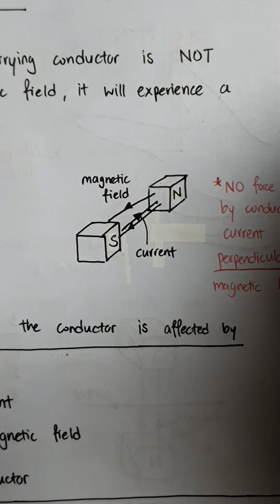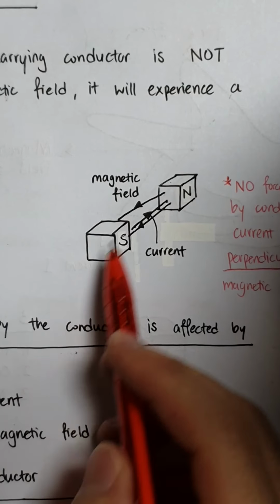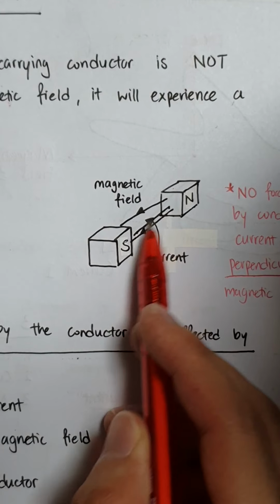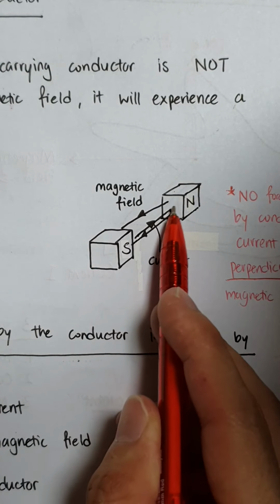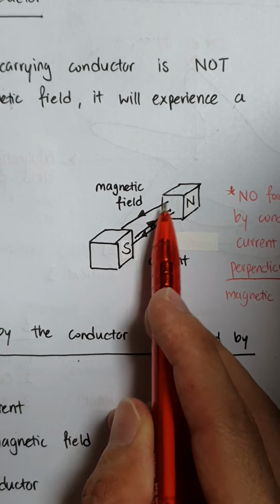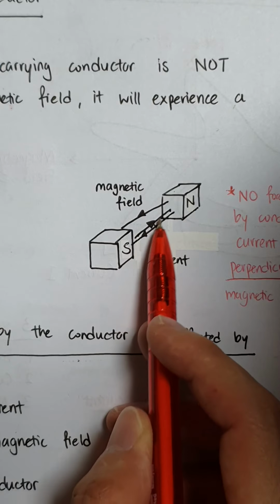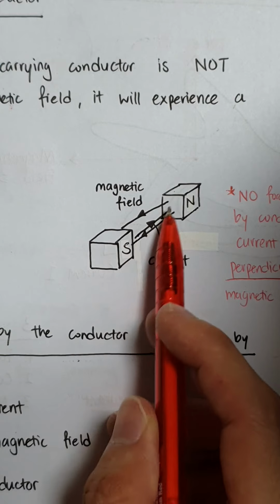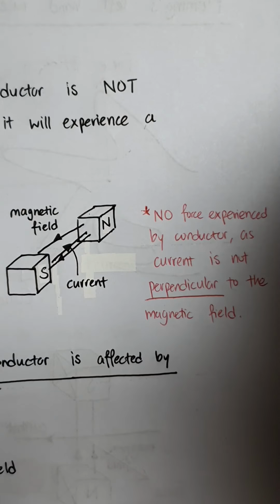In this scenario, you notice that the current is actually traveling parallel to your magnetic field. Your magnetic field is going from north to south, always from north to south, but then your current here is along the magnetic field. In this case, there will be no force experienced by the conductor because the current is not perpendicular to the magnetic field. The current is actually just parallel. So there will be no force experienced by the conducting wire.